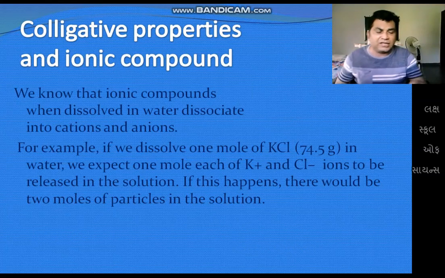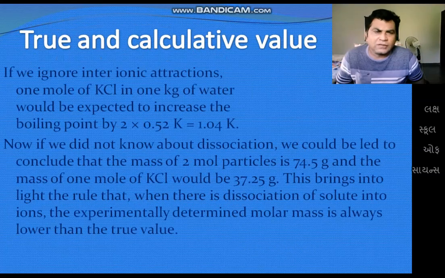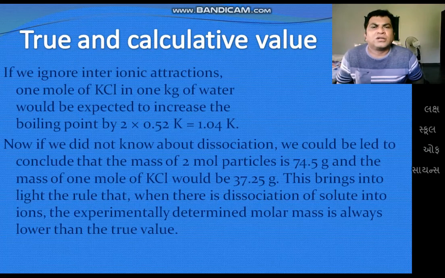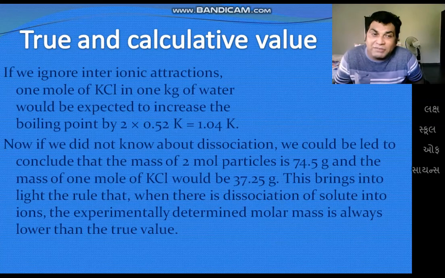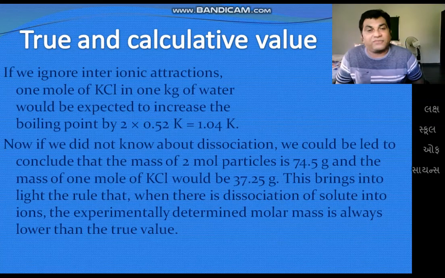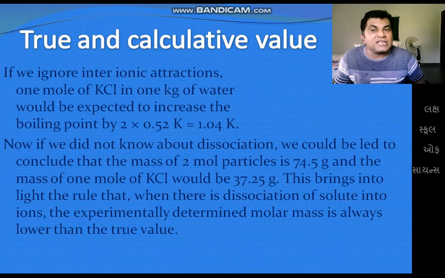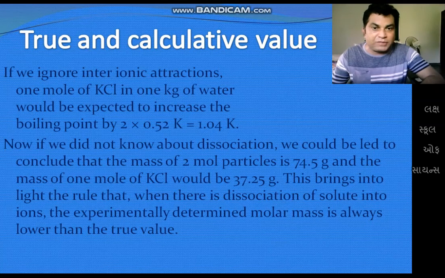Now we are entering into the second point: true and calculated value. Just as I have explained, whatever value we calculate, whether it will be true or not, we are going to understand by this point. If we ignore interionic attraction, 1 mole of KCl in 1 kg of water would be expected to increase the boiling point by 2 into 0.52 Kelvin. Now see, what is this 0.52?